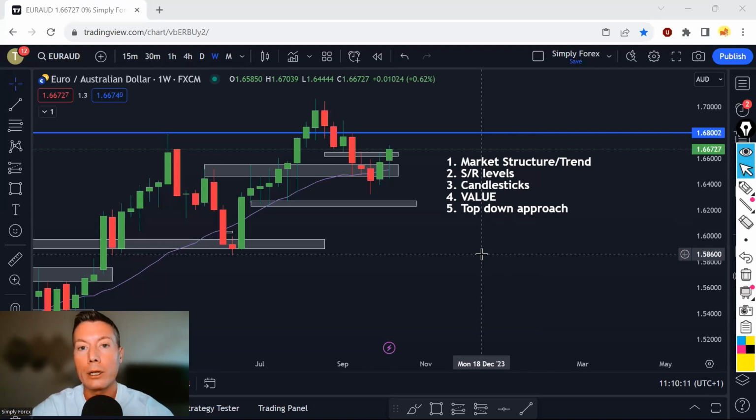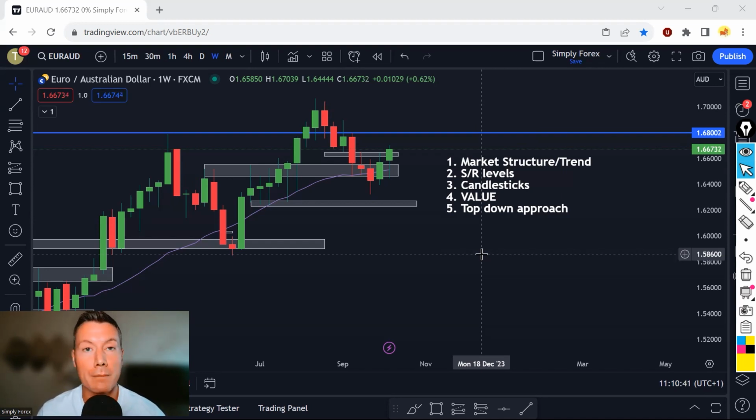So let me just briefly explain this top-down approach. In order to find a high probability trade, we need to crunch as much data as we can, as much information. So I'm going to look at the weekly, the daily, the H4, and the H1. All of these will give me more and more data, so I am more informed to make a decision in terms of my entry. And therefore, we have a high probability trade.